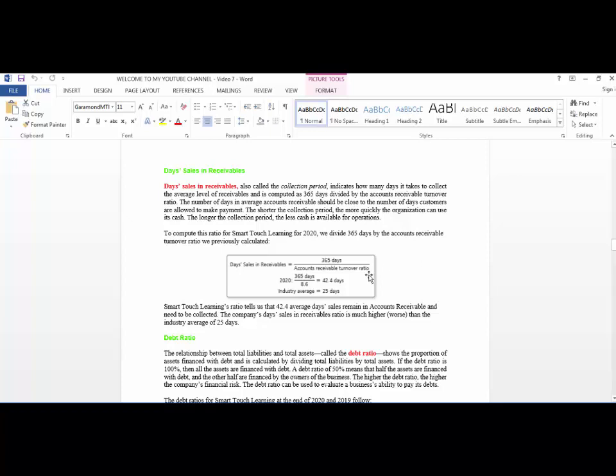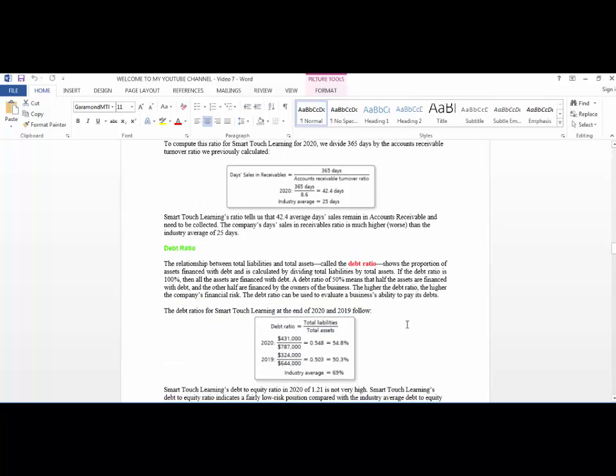Another ratio is the debt ratio. It shows the relationship between total liabilities and total assets. If the debt ratio is 100%, then all assets are financed with debt. If the debt ratio is 50%, it means half the assets are financed with debt and the other half are financed by the owner of the business.